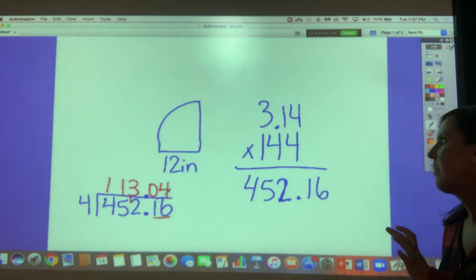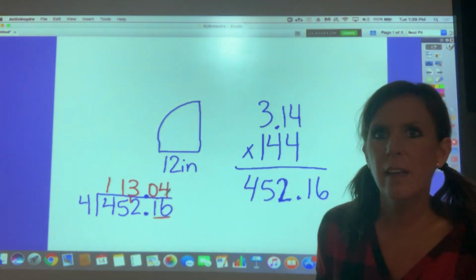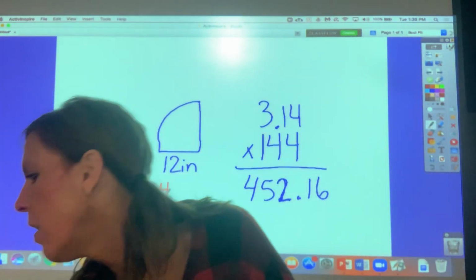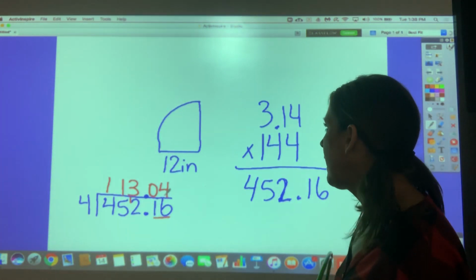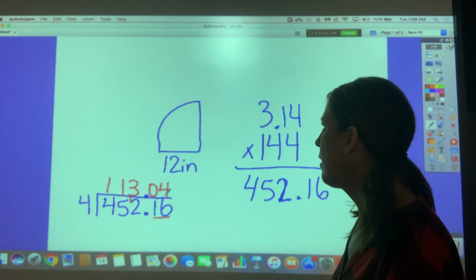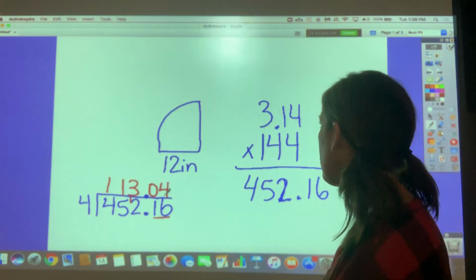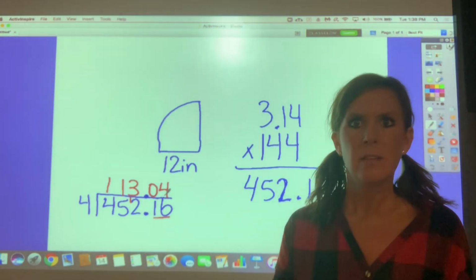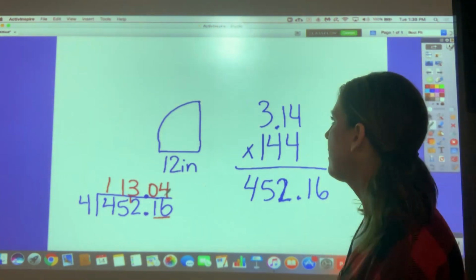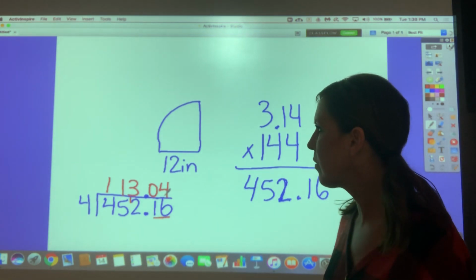Okay, so I think that's everything we need to know about area. Again, it's area equals pi r squared. And if you have a semicircle, then you only need half of that. And if you have a quadrant, you only need a fourth of that. So there we go. I think we have finished up our unit on circles.